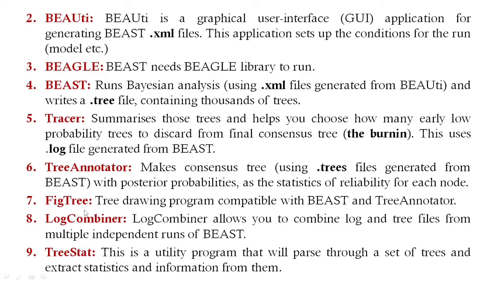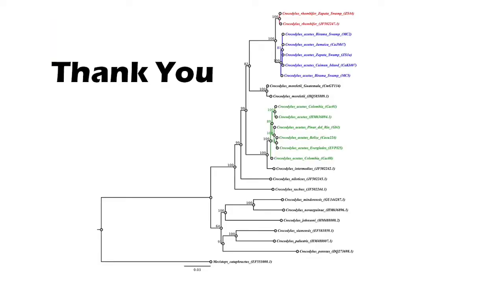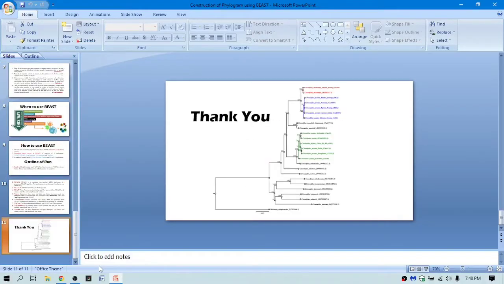And in the last you will need FigTree. FigTree is a tree drawing program compatible with BEAST and TreeAnnotator. There are two other applications along with these. When you download BEAST, you will also get LogCombiner and TreeStat. I don't know the function of these applications, and they are not actually used while making the phylogenetic tree. So that was everything.